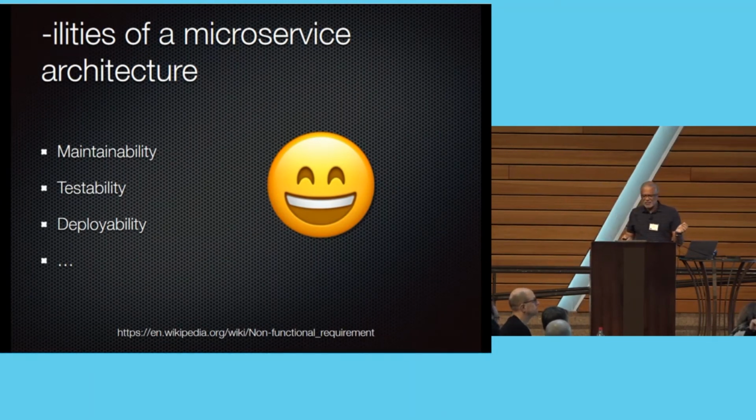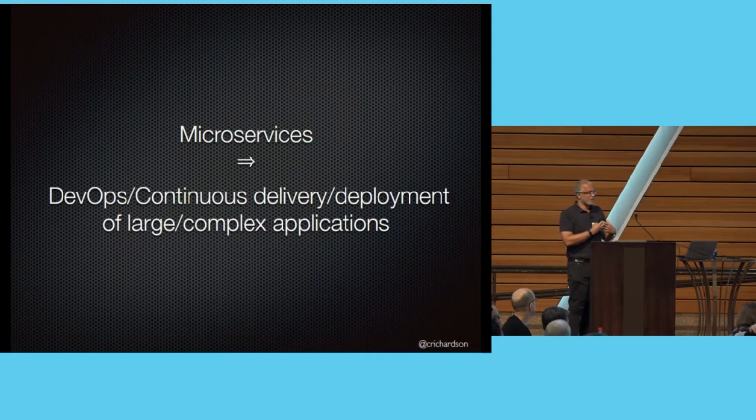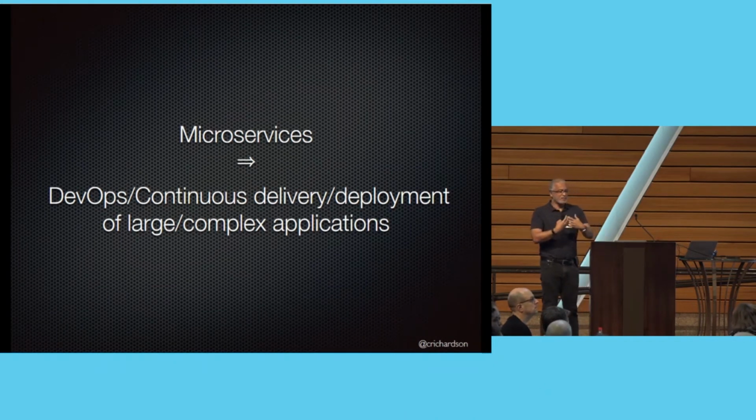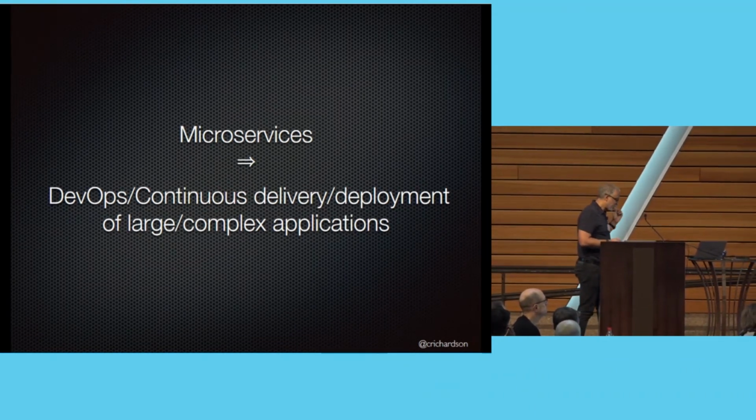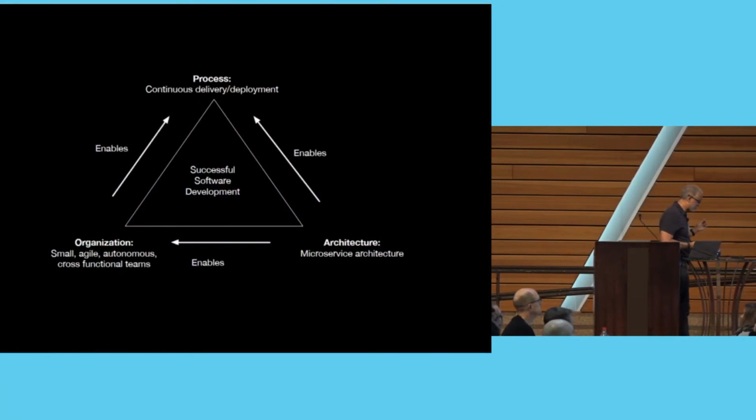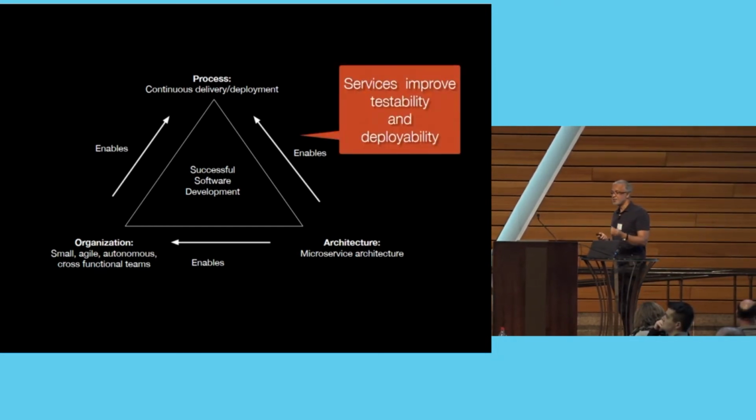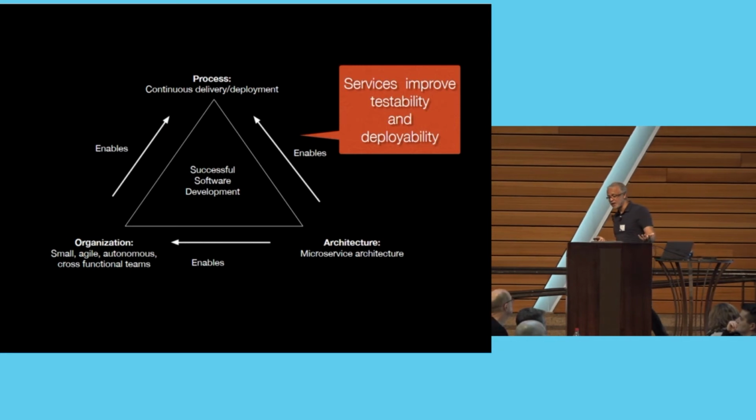So why does this matter? In a sense, the real motivation for the microservice architecture is not an end in itself. It really is a means to the end. And the ultimate goal is the rapid, safe delivery of complex software applications. Or to put it another way, microservices enables you to do DevOps of large, complex applications. And it enables that in a couple of different ways. First, the microservice architecture gives you the testability and the deployability that DevOps requires.